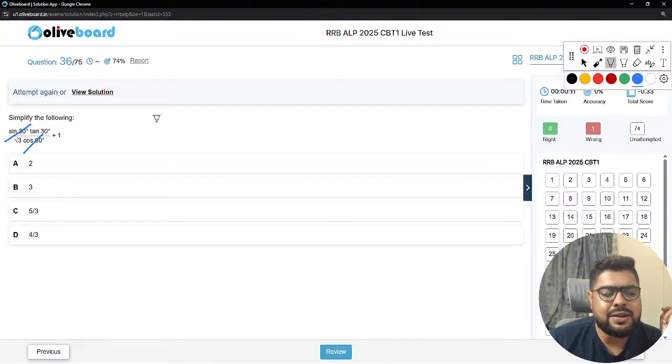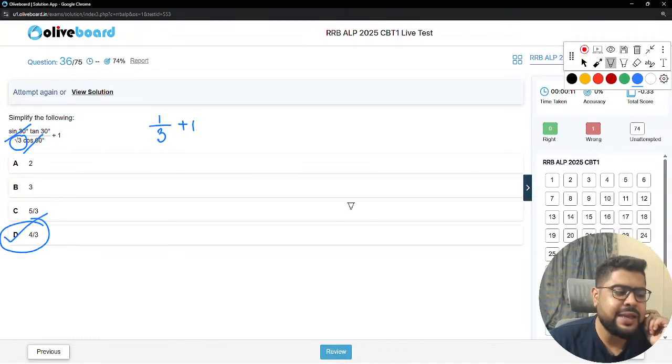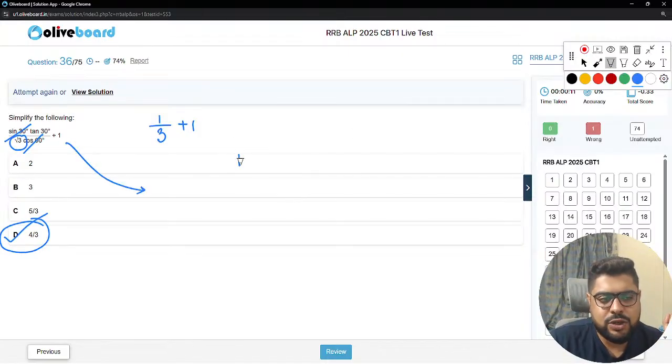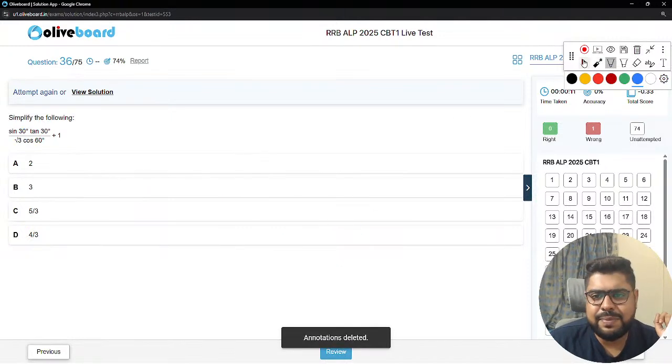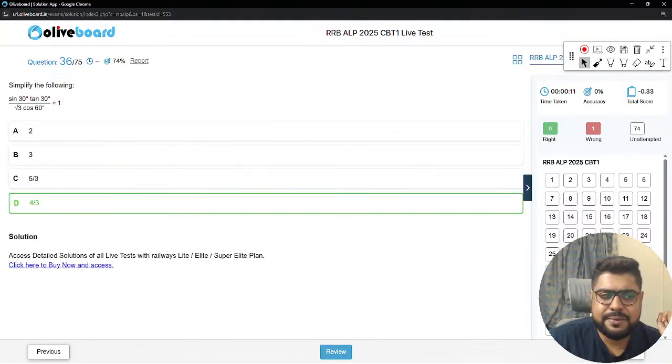Tan 30 is 1 by root 3 and there is a root 3 over here. So it will become 1 by 3 plus 1. 4 by 3 will be the answer. Can you guys see this? Let me show you. Tan 30 is 1 by root 3 plus 1, so that is how it becomes 1 by 3 plus 1. That is how it becomes 4 by 3. Clear, sir? Very simple questions. 4 by 3 is the answer.